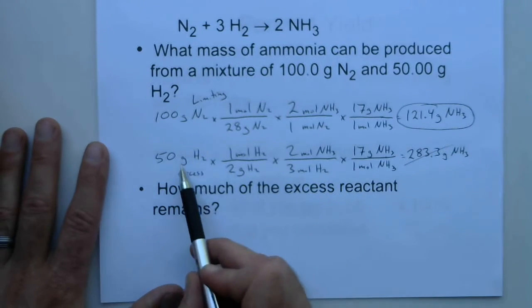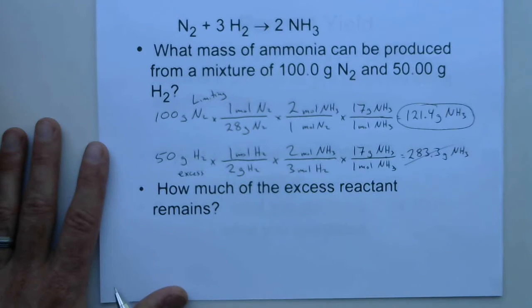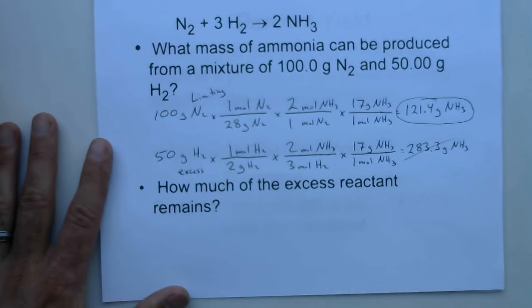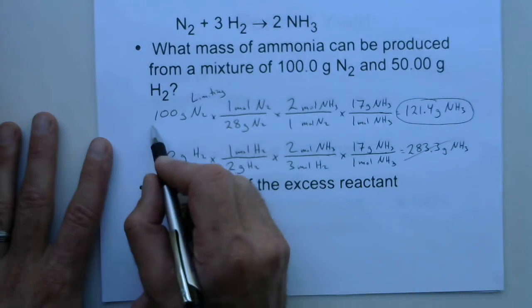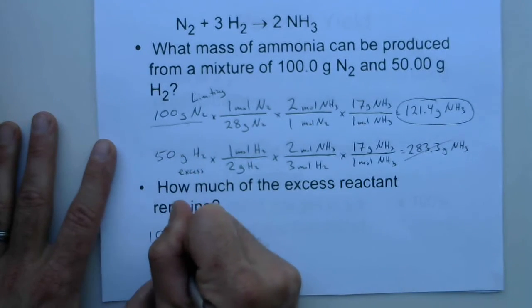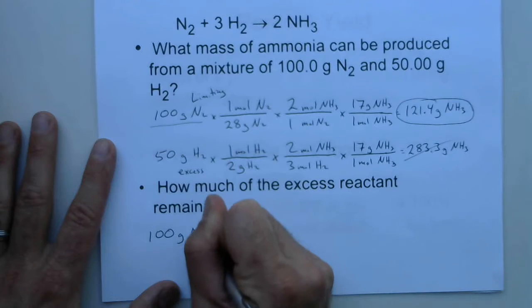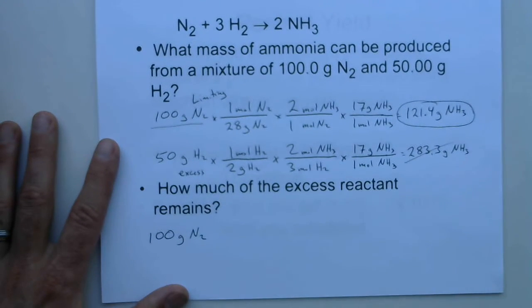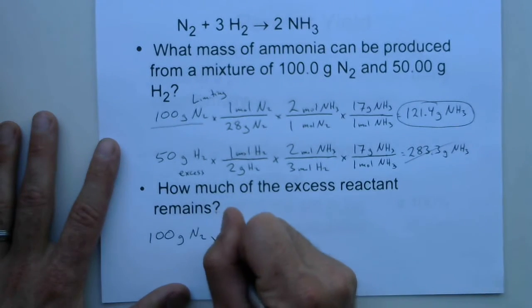Okay, so my excess reactant was hydrogen, and we started with 50 grams of it. We want to know how much of that 50 grams is left over at the end. A couple different ways to solve these problems as well. The way I like to do it is to take my limiting reactant, the 100 grams of N2, and go through and see when all 100 grams of nitrogen is used, how much hydrogen is going to have to go along with it.